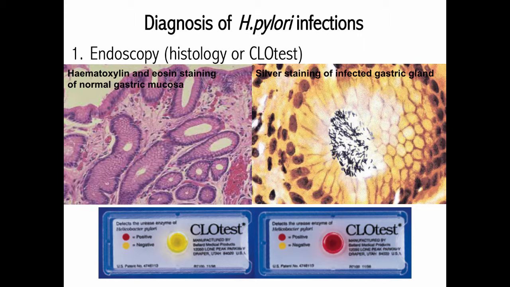Okay, so endoscopy. Endoscopy is the use of a flexible device that can be passed down through the upper digestive tract and into the stomach, and that can be used to then obtain tissue that can be used for histology or for an assay called the Clow test. So let's just look at this image on the left.